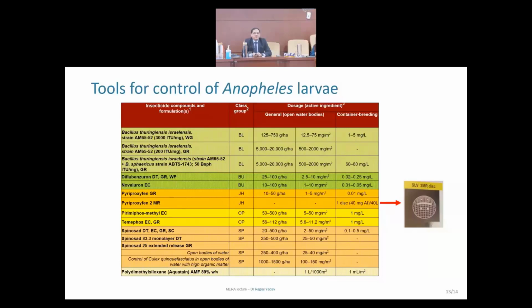But in this particular category, I want to highlight one particular product called Sumilarv 2MR or pyriproxyfen 2MR. This is a plastic disc of just 2-inch diameter, and this incorporates pyriproxyfen as the larvicide. If you introduce this disc at the rate of one disc for every 40 liters of water body or container, then this will keep the container free of Aedes and Anopheles stephensi breeding for almost 6 months.